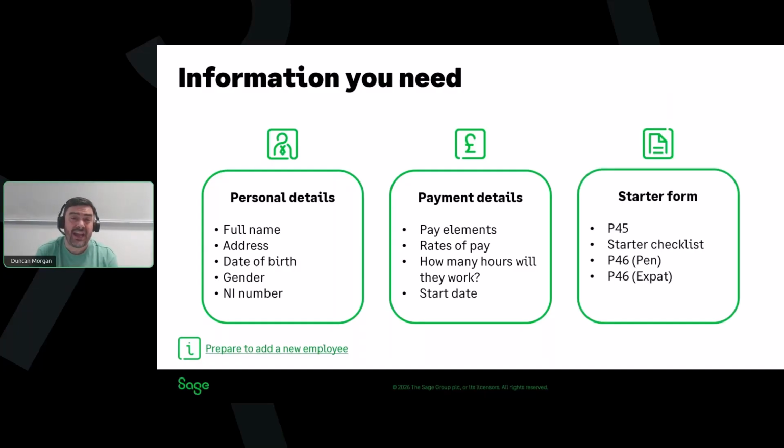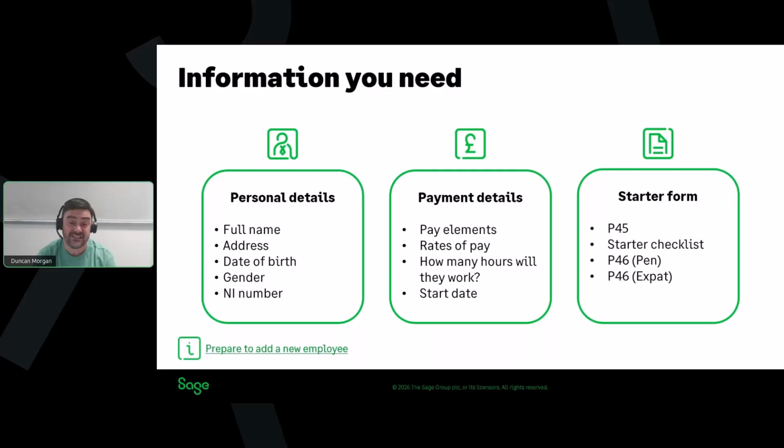And lastly, you will need a starter form for them. Now, most commonly, this will be a P45 that they receive from their previous employer, specifically P45 Part 2. So that is what you give to a new employer once you leave employment.